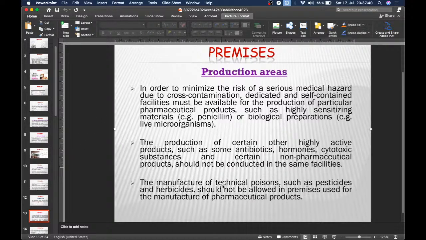That you're producing your hormones and you're producing some antibiotics or some non-pharmaceutical products in the same industry, because you have less space, you just started to work in the same place. That will be a big disaster, believe me.